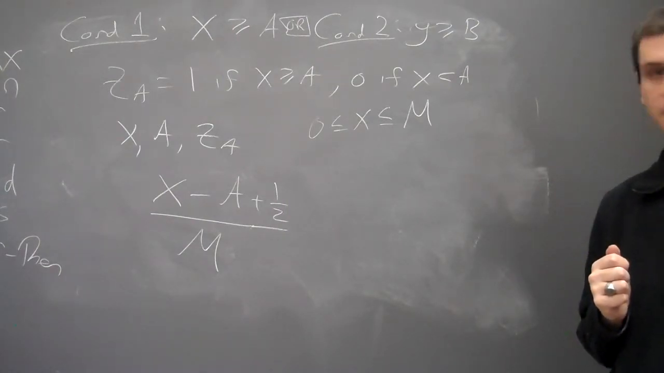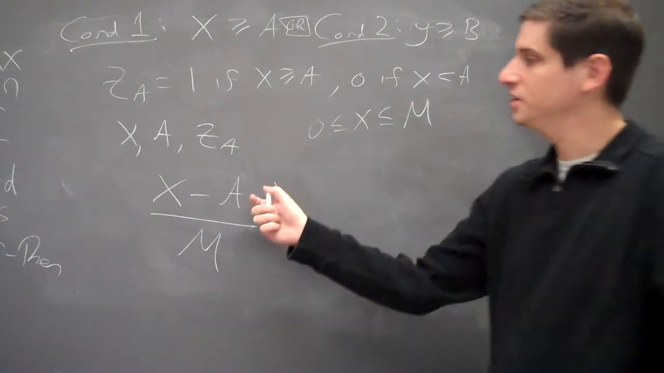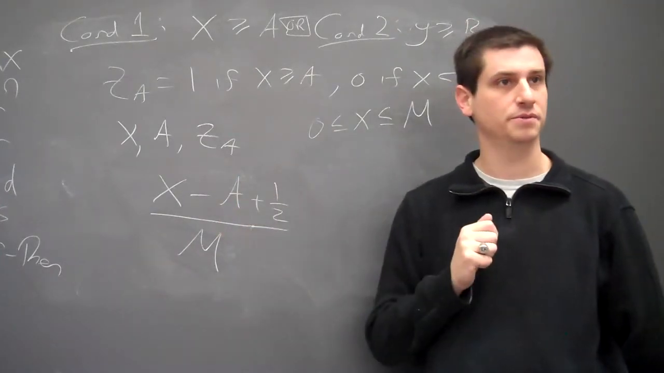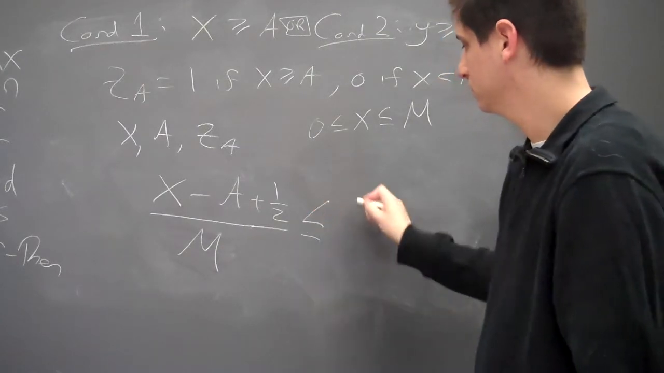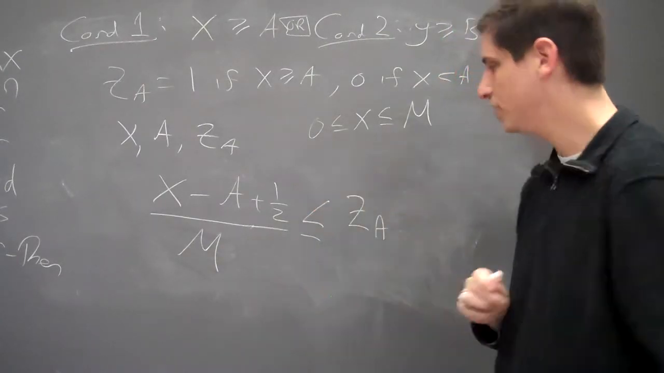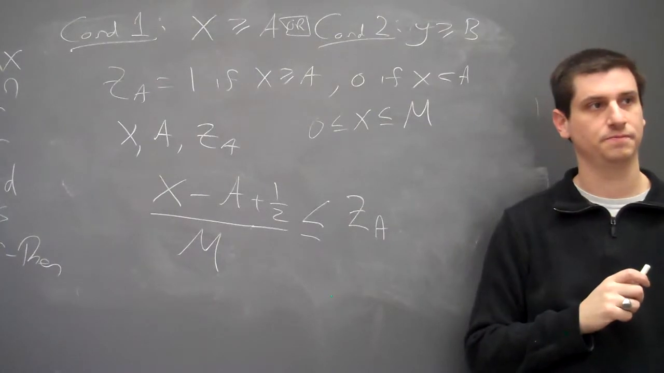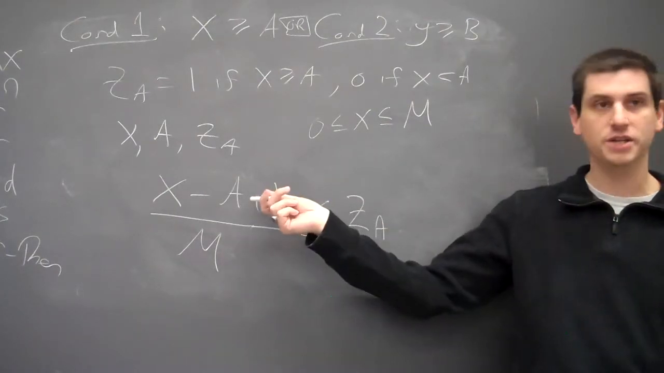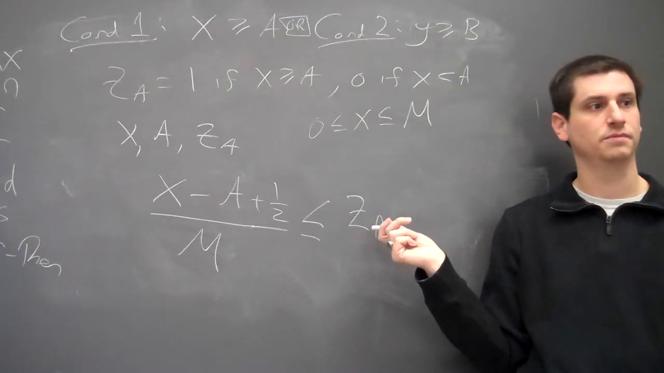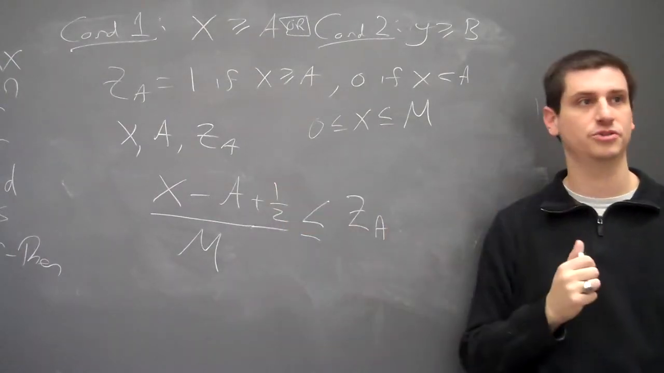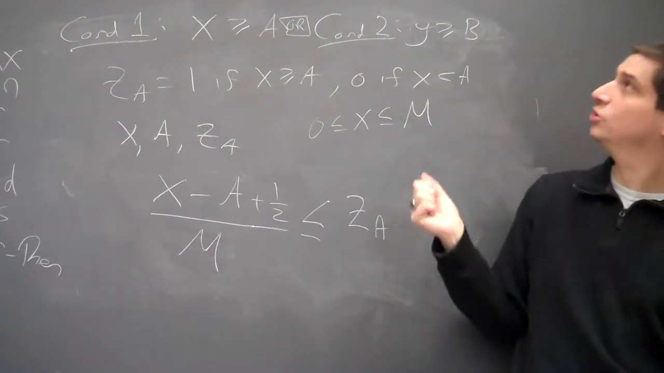So if I look at something like this, if x is greater than or equal to a, this is going to be a positive number. What if I try something like this? When this is positive, it's going to force ZA to be 1. If it's negative, we have no information. But this is at least a good way to start.